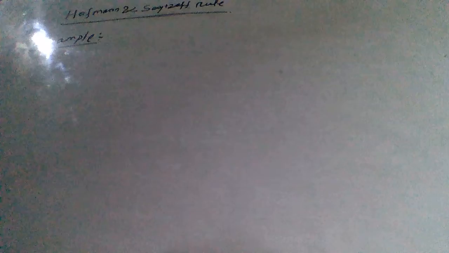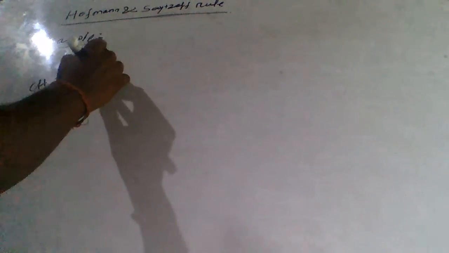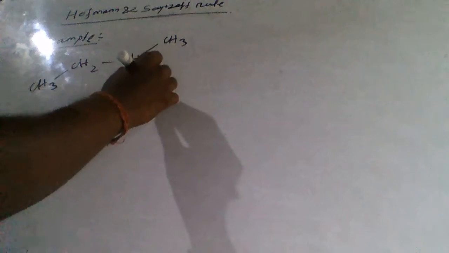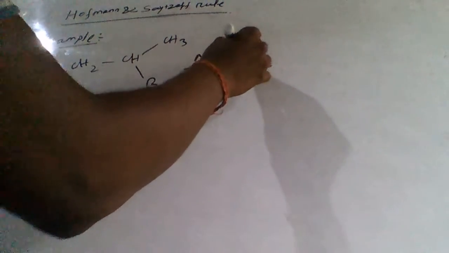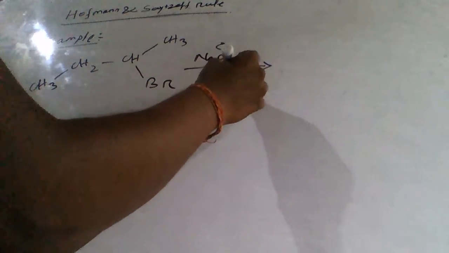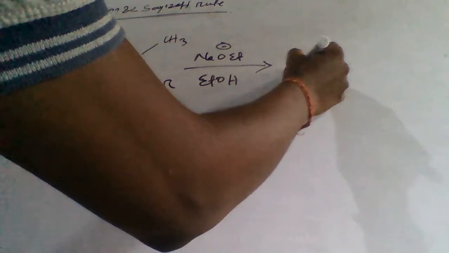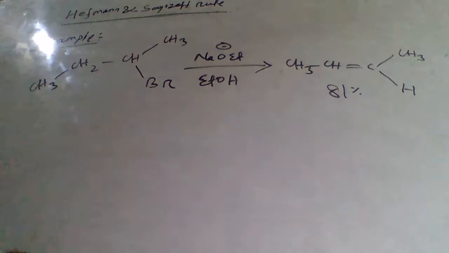Then we'll see some examples from this Hofmann and Saytzeff rule. First we will see this one. When it is treated with a base like sodium ethoxide and ethanol, it will give this more substituted alkene as the major product, around 81% major product.